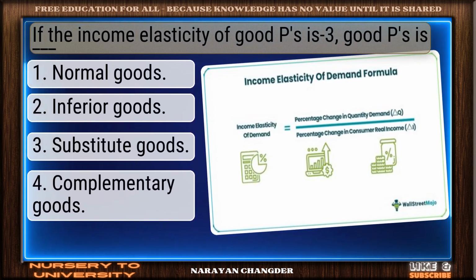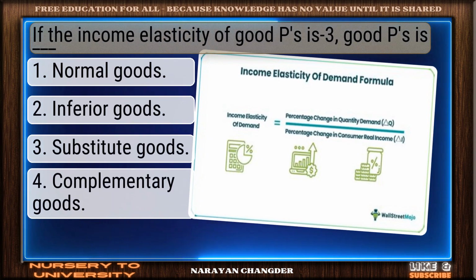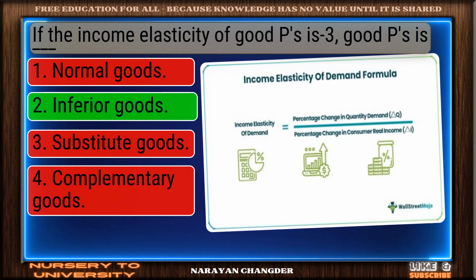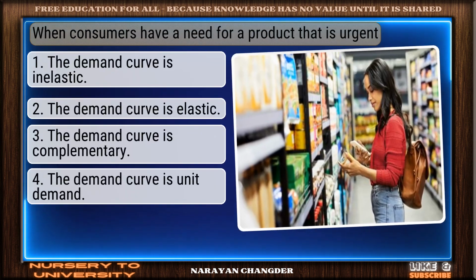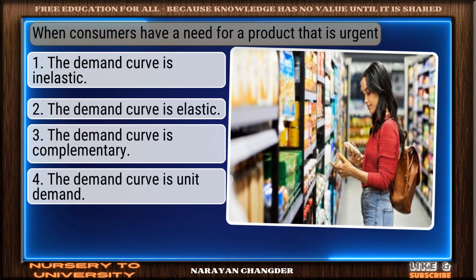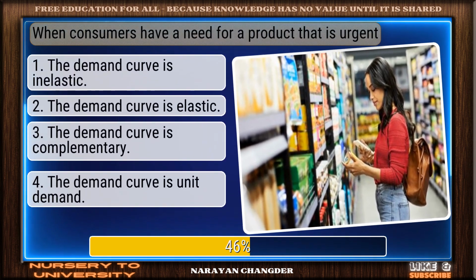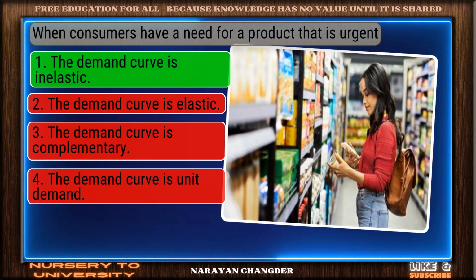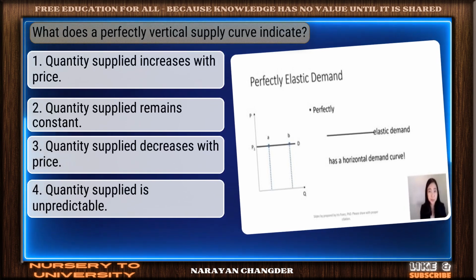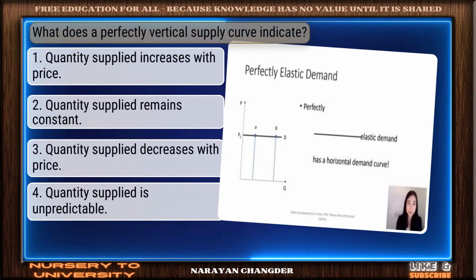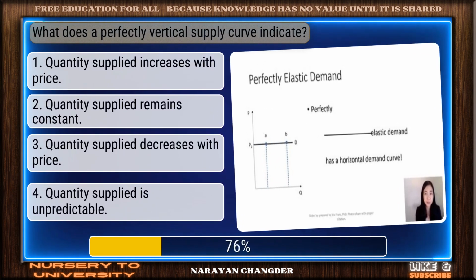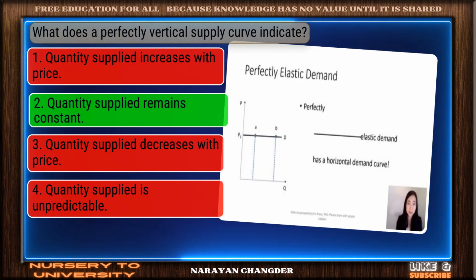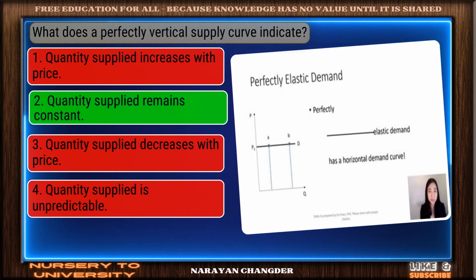If the income elasticity of good P is 3, good P is dash. Perfect. Inferior goods is the correct choice. When consumers have a need for a product that is urgent. Right again. The demand curve is inelastic is a valid answer. What does a perfectly vertical supply curve indicate? Good job. Your answer, quantity supplied remains constant, works well here.